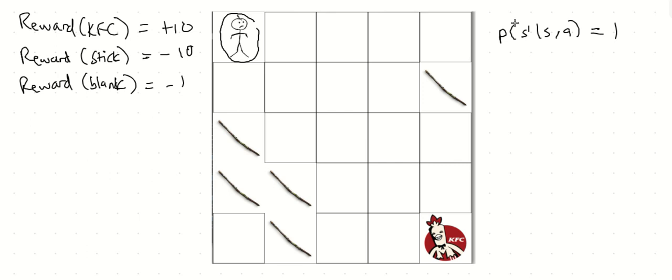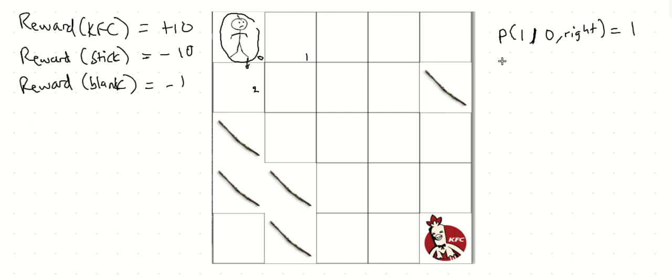This is kind of vague, so let me clarify what I mean. If we call this state 0 and this state 1, the probability that you end up in 1, given that you're in 0 and you take the action right, is equal to 1. So we're assuming that you have a perfect controller and you'll end up in this state if you take the action right. Similarly, if this is state 2, given that you're in 0 and you take the action down, the probability will be 1.